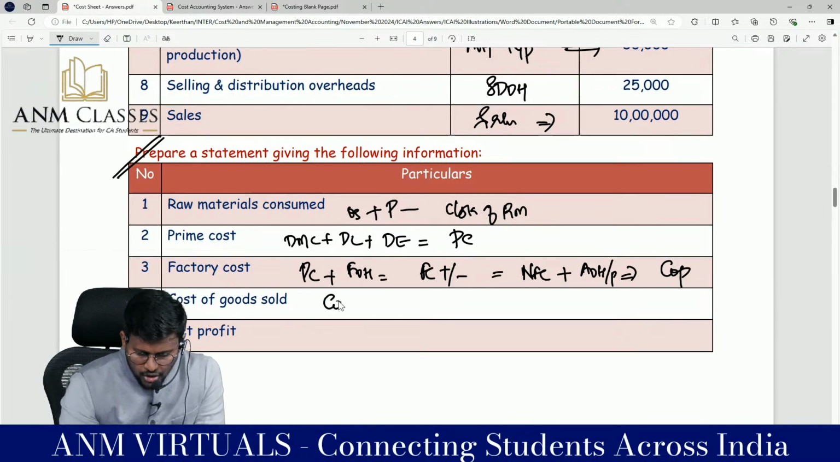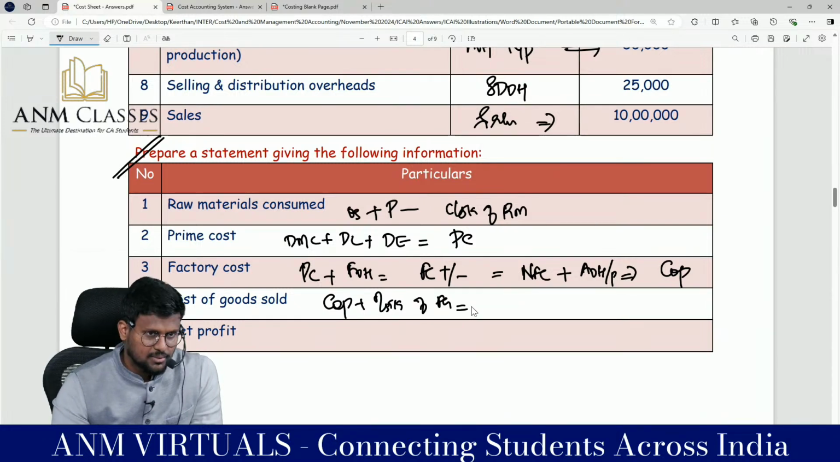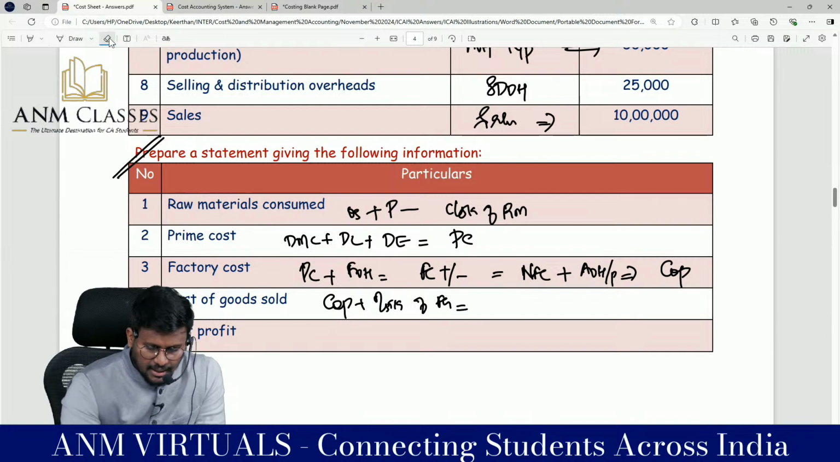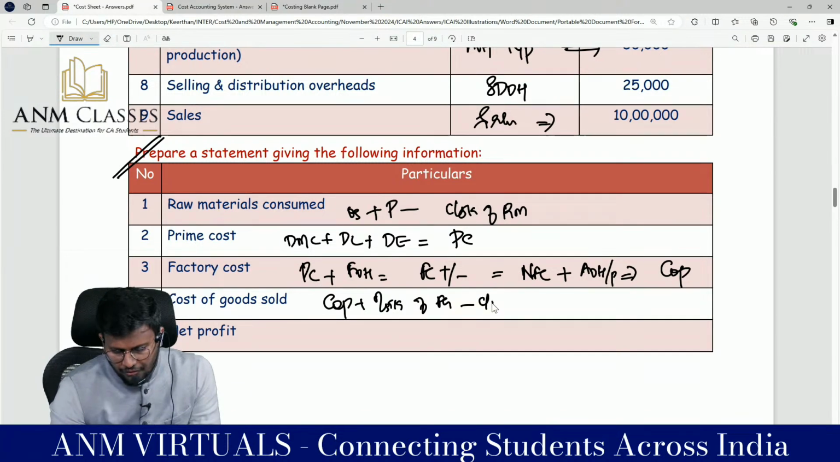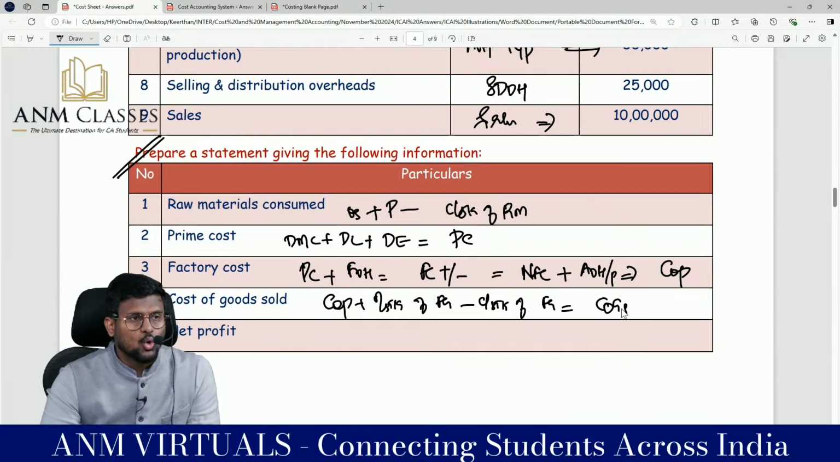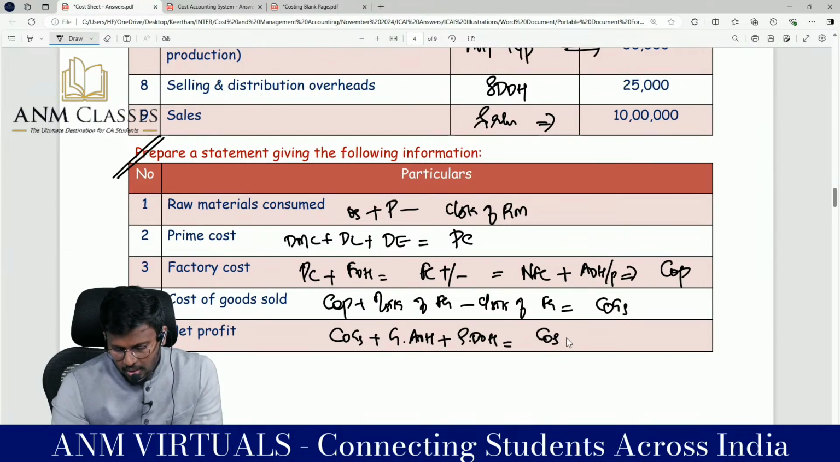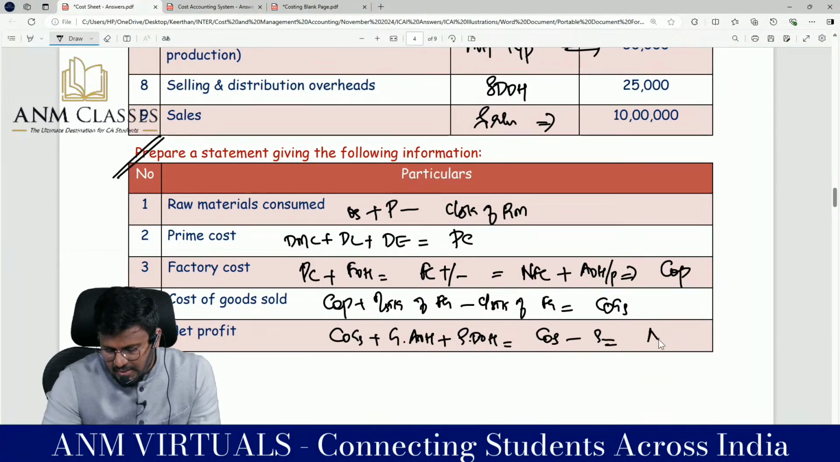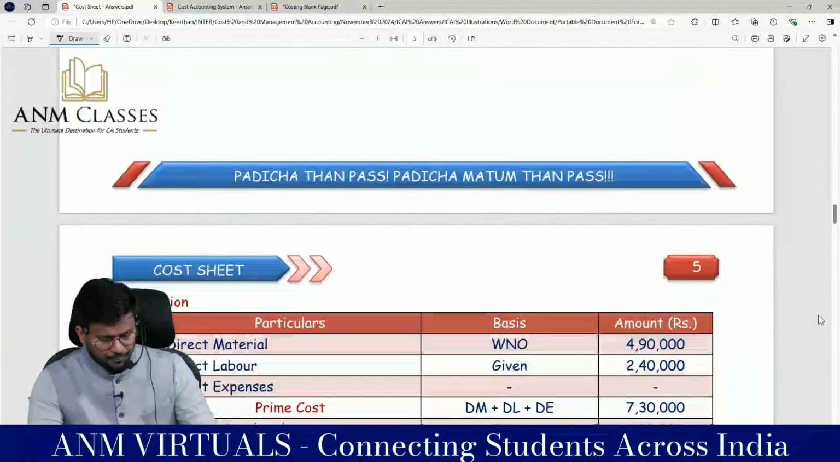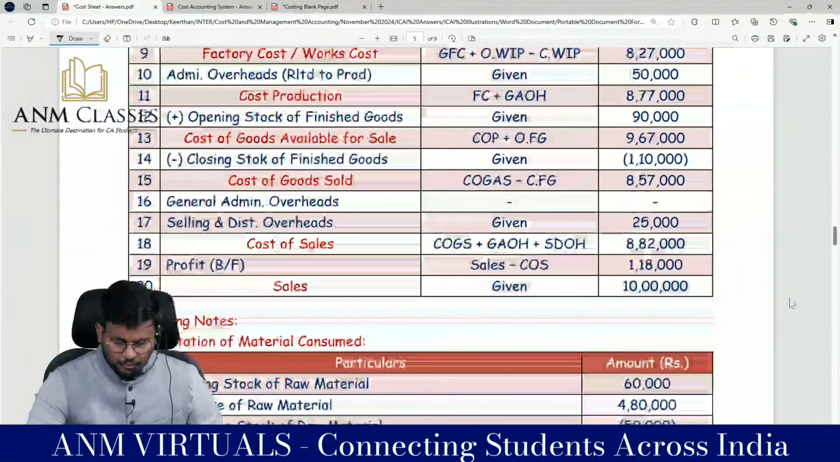To that cost of production you add the opening stock of finished goods. You will get the COGAS. From that COGAS minus the closing stock of finished goods, you will get the cost of goods sold. That's what they have asked, cost of goods sold. To this cost of goods sold, add general administration overhead and selling and distribution overhead. You will get the cost of sales. Sales minus cost of sales will be the net profit. Shall I proceed?